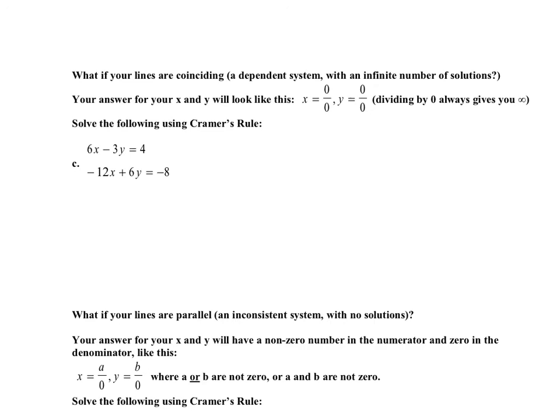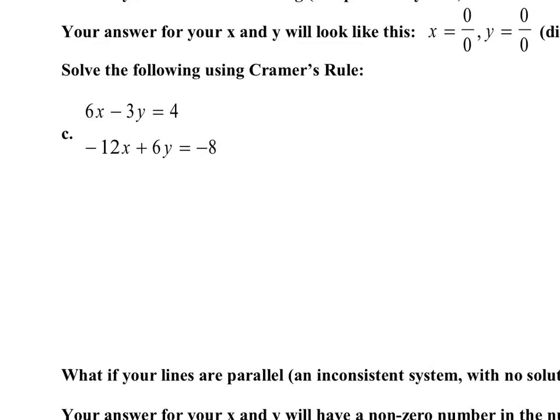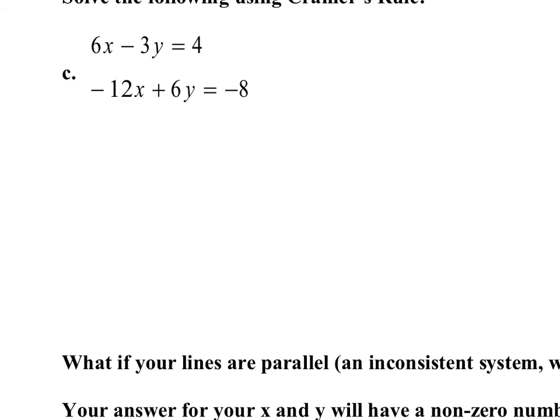They're both in standard form. Check that first. Okay, so I have D is 6, negative 12, minus 3, 6. This gives us 36 minus 36. That gives us 0. So this is no solution, because I'm going to have to divide by 0, and I can't do that. So this would be no solution.